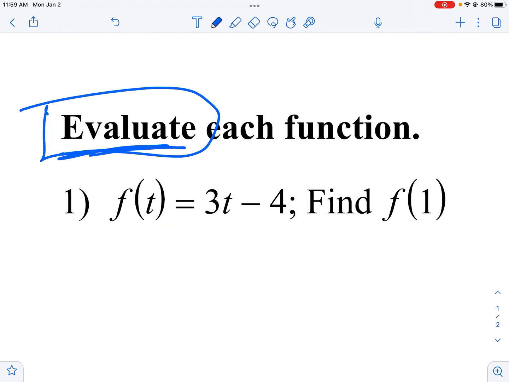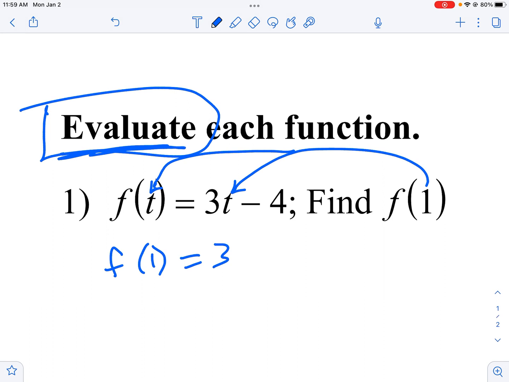And so this says if you give it a number, it's going to do 3 times the number and then subtract 4. That's all it is. It's a rule. It's directions. So if you need to find f of 1, well, this 1 is going to go where all of the t's are. So to get f of 1, you're going to do 3.